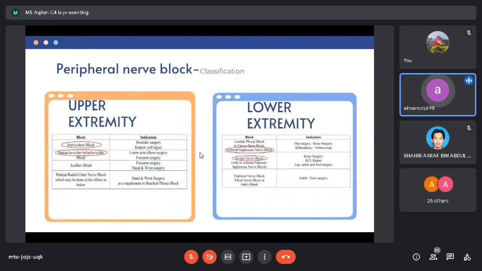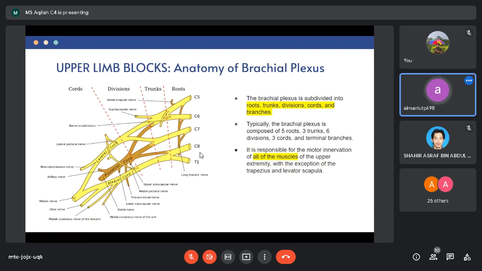So I'm going to show the anatomy of the brachial plexus. This is important in order to give the peripheral nerve block. We have learned before there are root, trunk, division, and cord. The number is 5 roots, 3 trunks, 6 divisions, 3 cords, and 5 terminals.